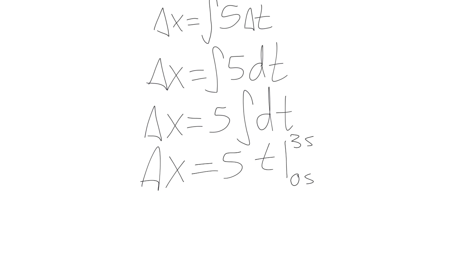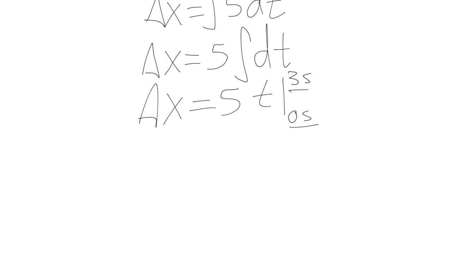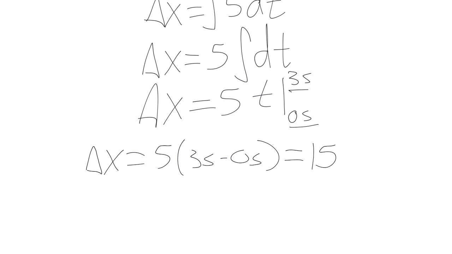So when I plug this in, I want the difference between the final value, this 3 seconds, and the initial value. So I'm going to move this up just a little bit more. So delta x is 5 times the difference of 3 seconds minus 0 seconds, which is, of course, 3. So when I multiply 5 by 3, I get my 15.